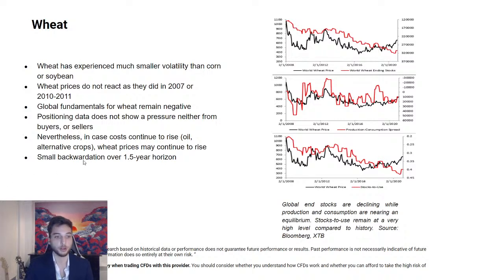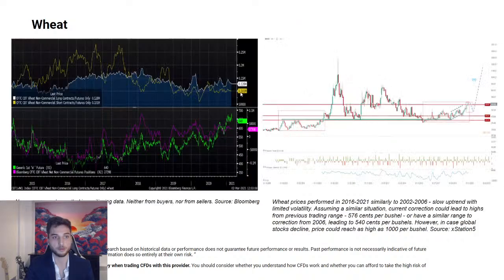There's also here a small backwardation over a 1.5-year horizon. On this chart, we have the world wheat price versus the stocks, the wheat price versus the production-consumption spread, and the wheat price versus stocks to use. Global end stocks are declining while production and consumption are nearing an equilibrium. Stocks to use remain at a very high level compared to history, which tends to increase pressure on the commodity market, and in particular wheat in this case, because we're talking about the supplies that are available.